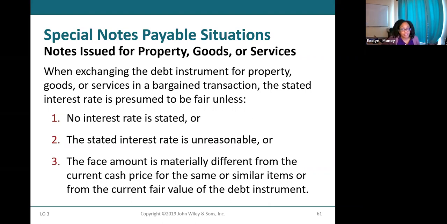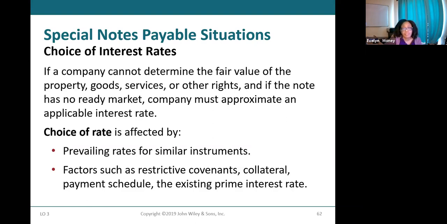But if that fair value is different because there's no interest rate that's stated, or because the interest rate is unreasonable, or you can just look at the value of these goods and somebody else has to pay $10,000 for them, but the note is being issued for $2,000, then that's an indication that the interest rate is not fair and there's going to be some type of discount or premium that we need to take into consideration. So what interest rate do we use?